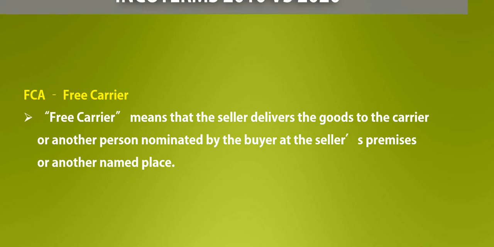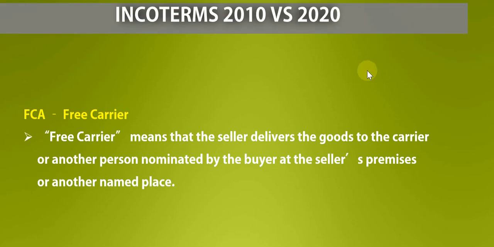The carrier or vehicle can be prepared at the seller's premises or another place, wherever. The seller has only to put the product on the vehicle. That's it. That's FCA. And this term is used for container transportation. We have to keep that in mind. FCA is for container. Okay, good.